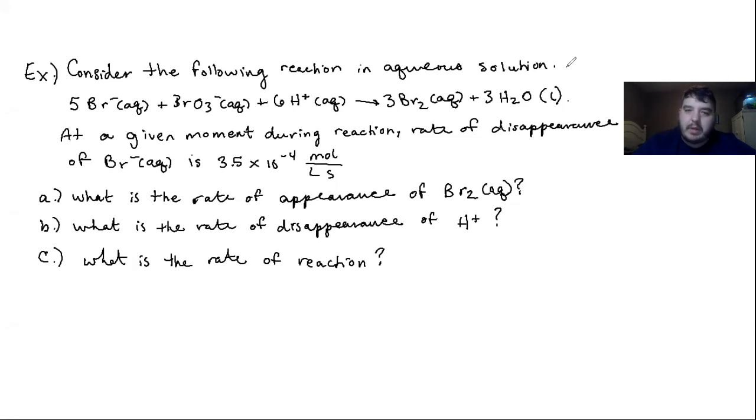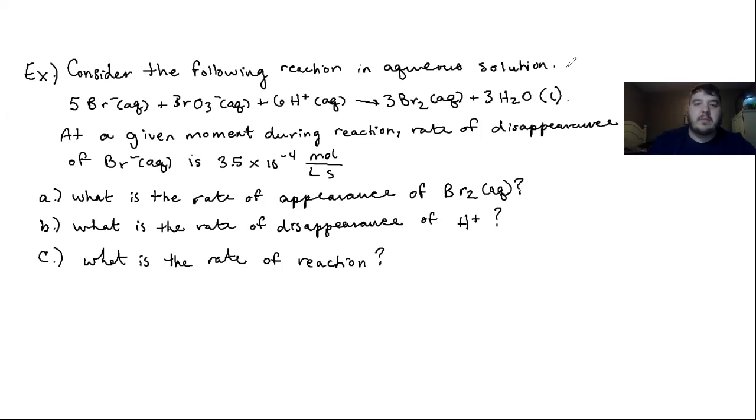What is the rate of appearance of bromine? What is the rate of disappearance of hydrogen? And then what is the rate of reaction? So what we're going to do here is determine the appearance of the diatomic bromine, and we're going to be able to find the disappearance of hydrogen. And finding those values, we're going to be able to determine the rate of the reaction. So obviously what we're going to need to do first is calculate A and B.